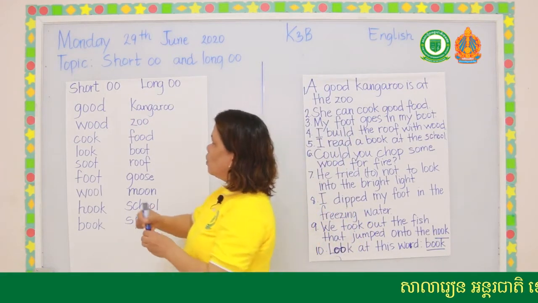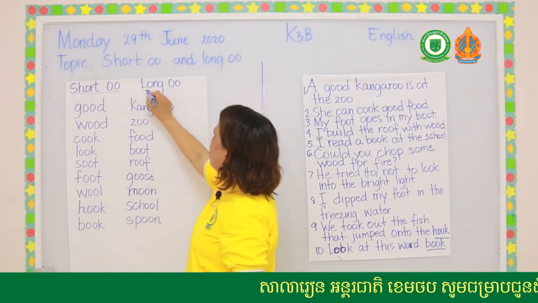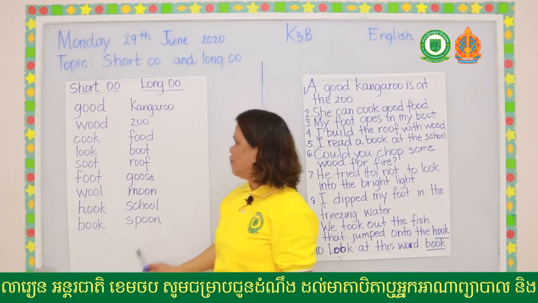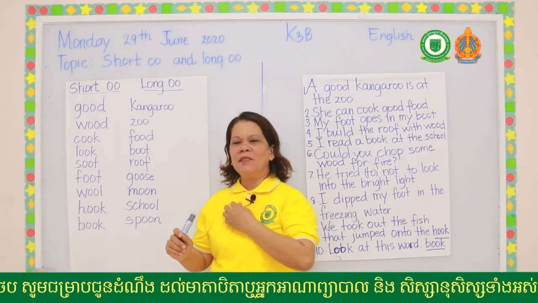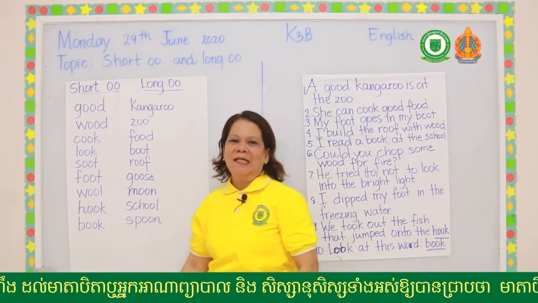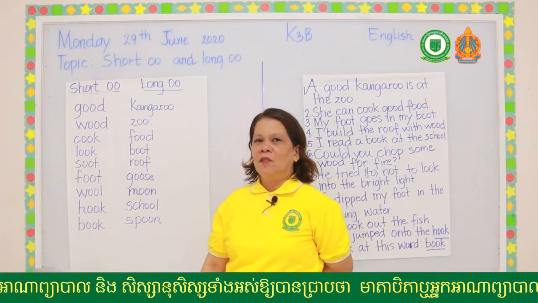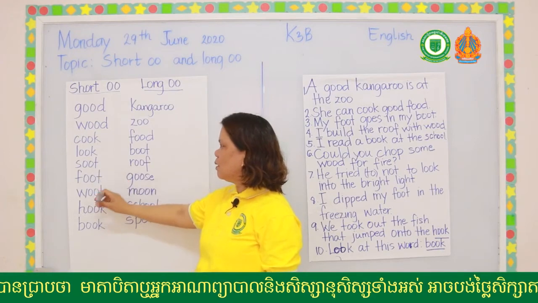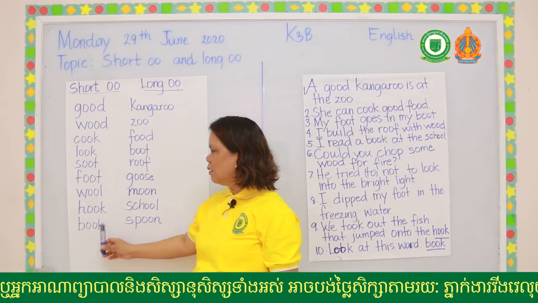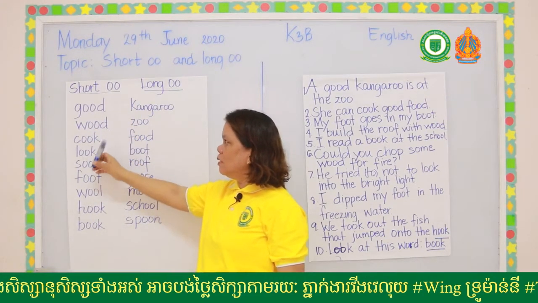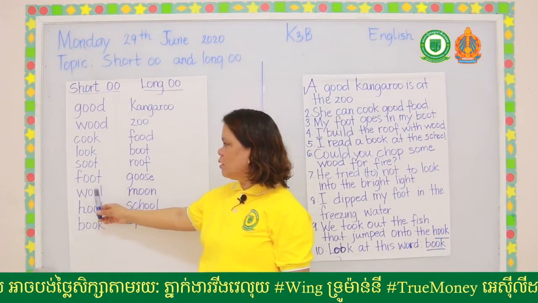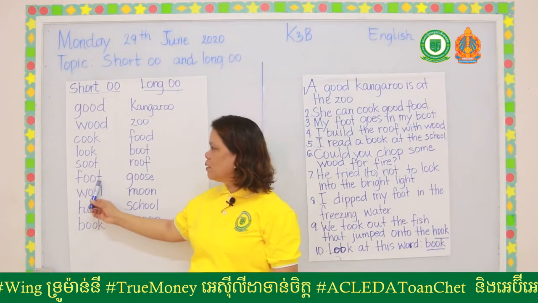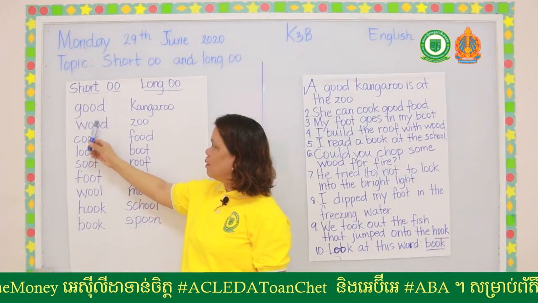These are the words with short O and long U. They have the same double O, but the sound is not the same. What you are going to do is memorize or master the words that have double O with short O, like good, wood, cook, look, foot, hook, book. Again: good, wood, cook, look, foot, hook, book.